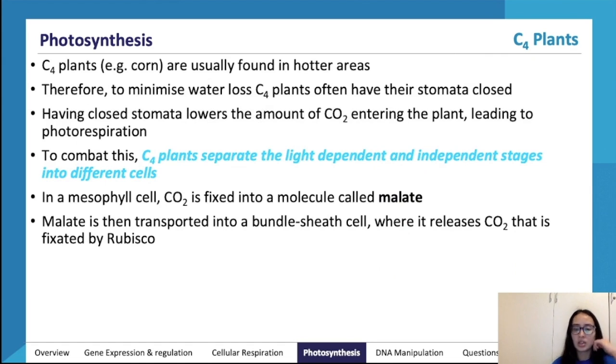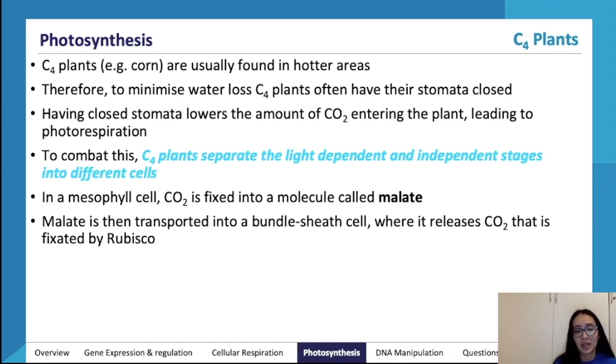So just to emphasize this, if you're in a hot area, you might actually lose water, so you shut your stomata, but this can prevent carbon dioxide from getting in, right? So you might actually have photorespiration likely to occur. And so in order to get around this, you can separate your two stages of photosynthesis, light independent and light dependent stages.